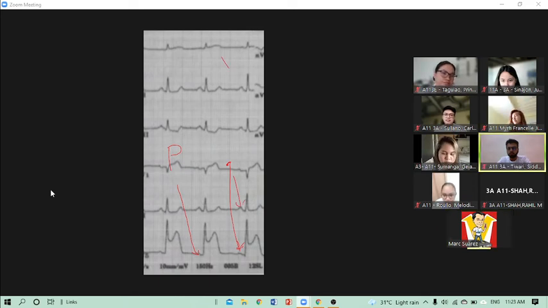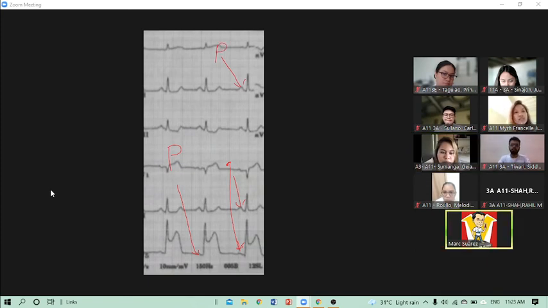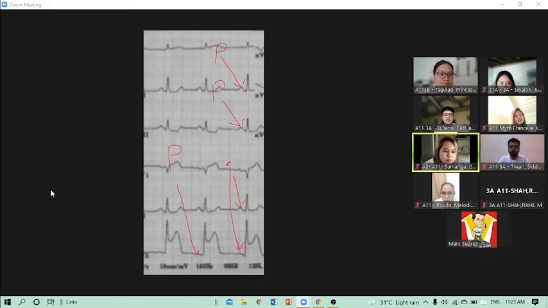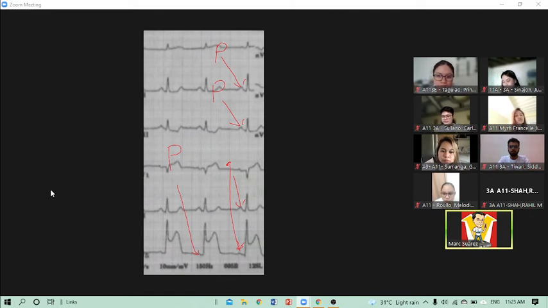This one is also a P wave, right? And this one is a P wave, right? Yes? Yes, Doc. Correct? Okay. Do you see Q waves on this one? None, no?